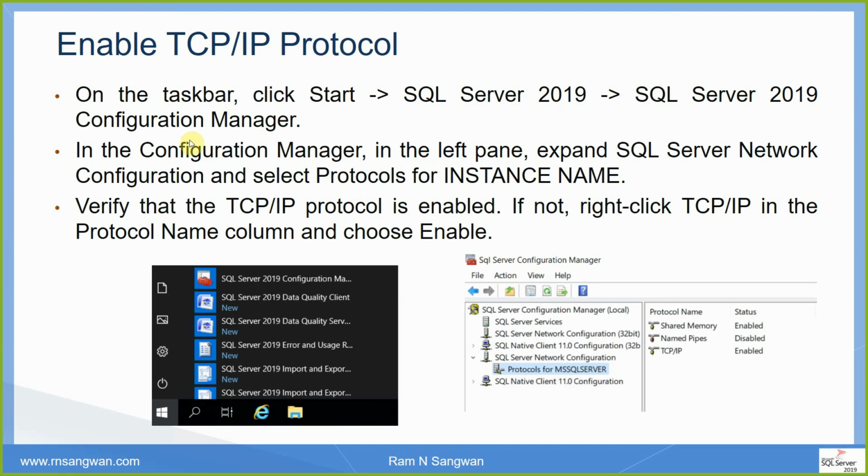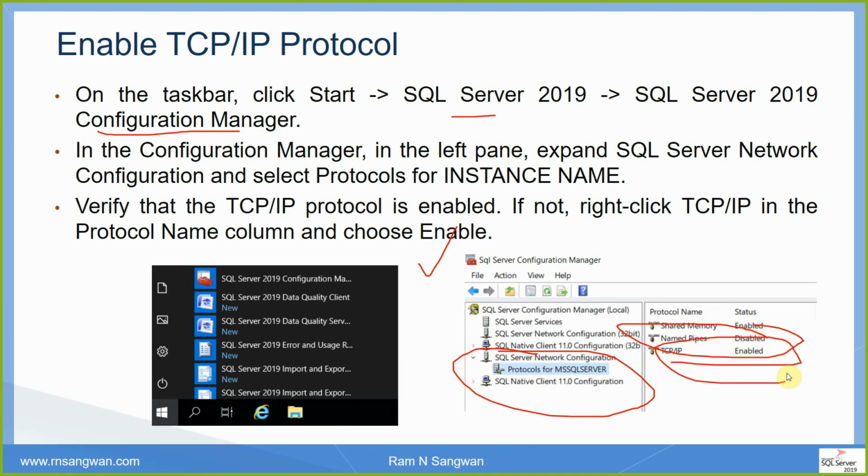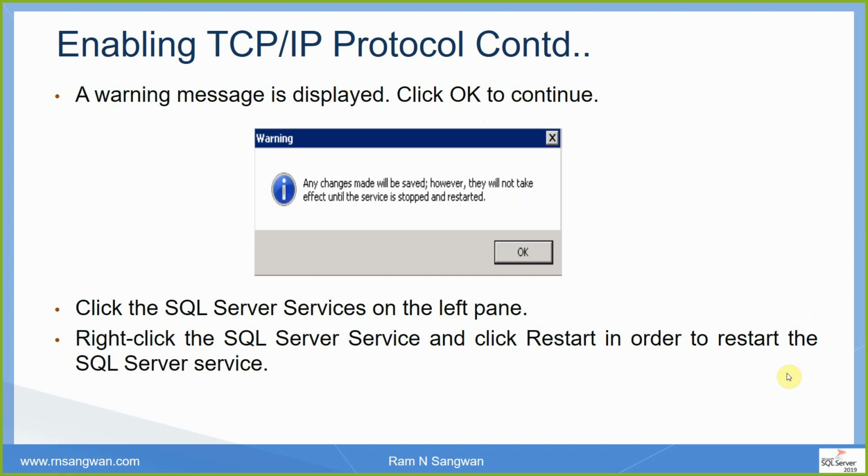Enable protocol. On the taskbar, under SQL Server 2019, we go to the configuration manager. You have seen the configuration manager. Go to the protocols, and by default, for example, named pipes is disabled. Similarly, check the TCP/IP protocol. If it is not enabled, right click on it, go to properties and then enable it. A warning message is displayed. Click OK to continue. That is about the restart of the service. Click the SQL Server service on the left pane, then right click on the server service and restart the service. We have seen how to restart the service.